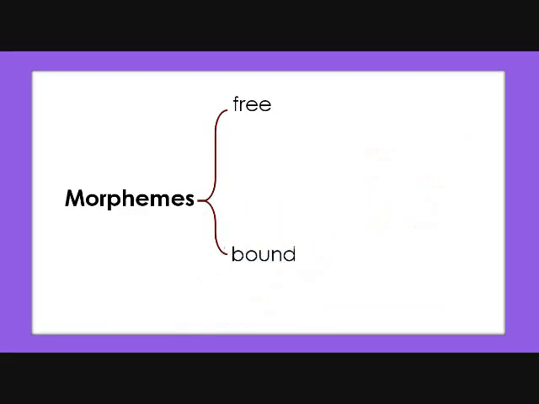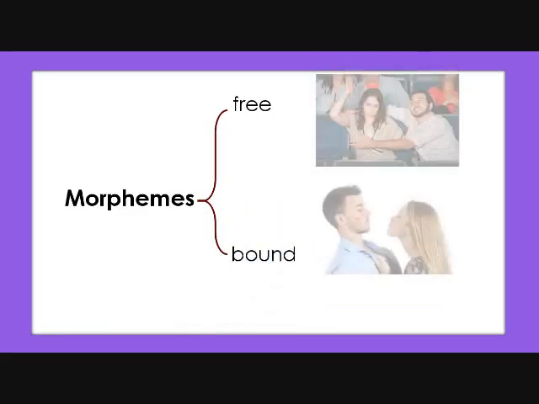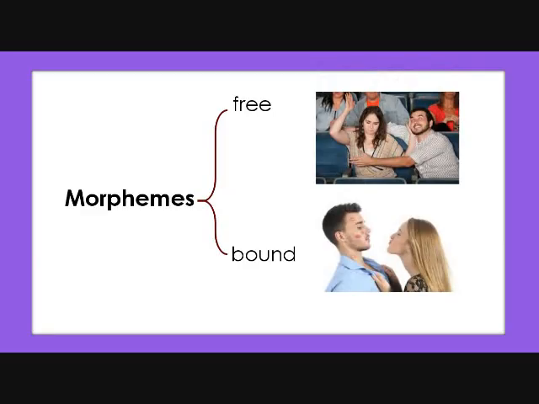If you see it, bound and free morphemes are like those relationships in which one person is more dependent and the other one is more independent and free. Okay, that's not a good example.